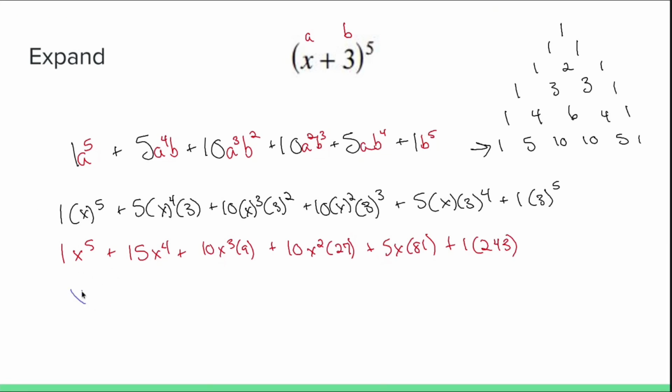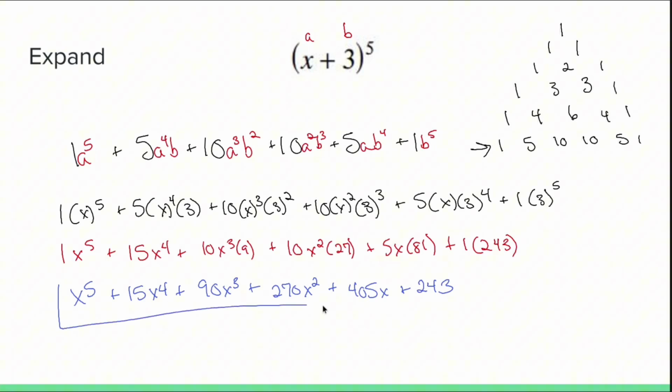That 1 is not necessary. X to the 5th, plus 15, x to the 4th, plus 90, x to the 3rd, plus 270, x squared, plus 420, 405. Oh boy, please don't leave any comments. Plus 243. Yeah, please don't leave any comments on that second to last number that I said incorrectly.